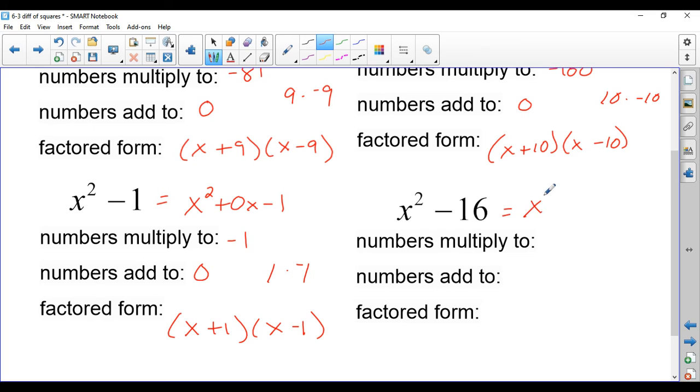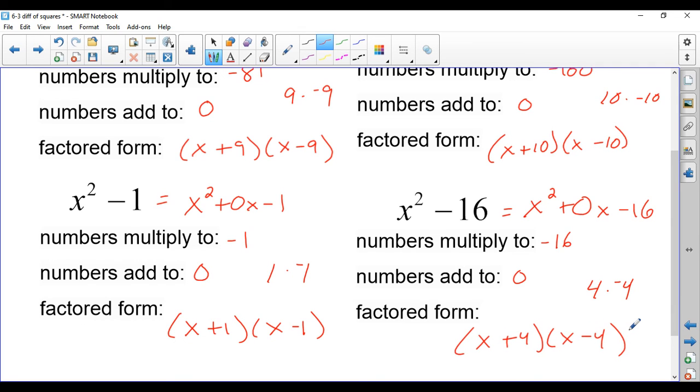And lastly, x squared plus 0x minus 16. I'm going to multiply to negative 16 and add to 0. I need numbers that have the same absolute value. They're going to have opposite signs so they cancel out and give me 0. 16 is 4 times 4. So to get negative 16, I need 4 times negative 4. X plus 4, x minus 4.